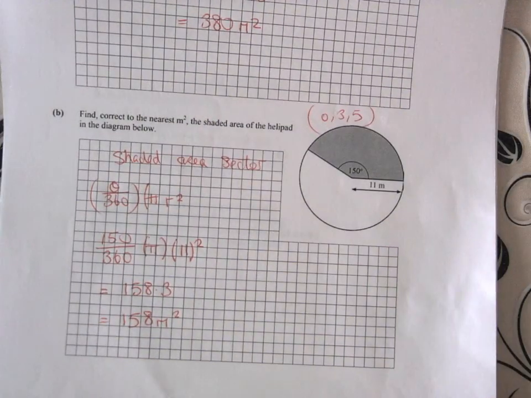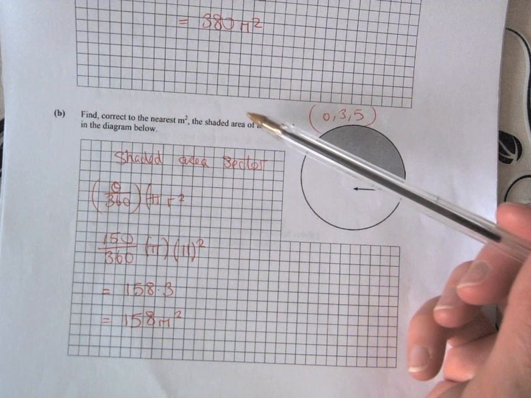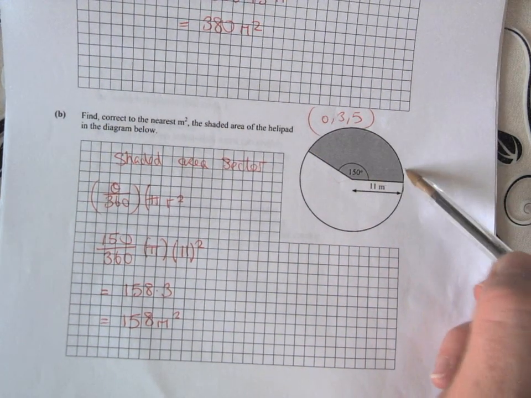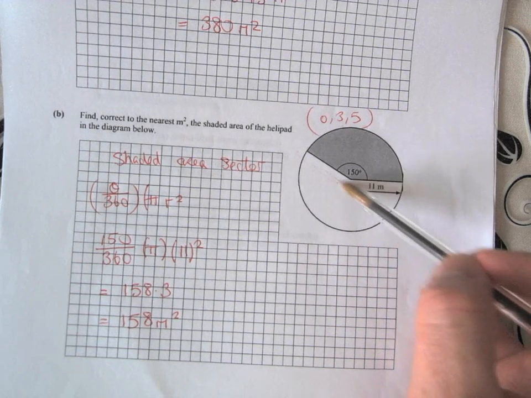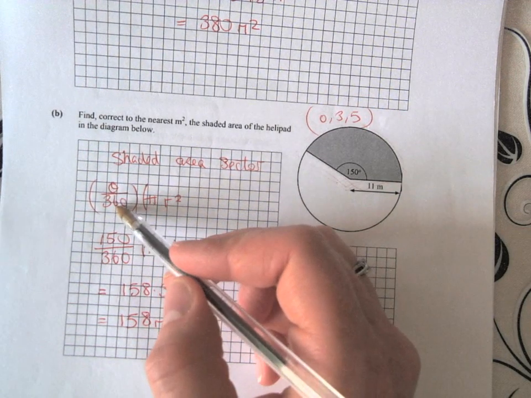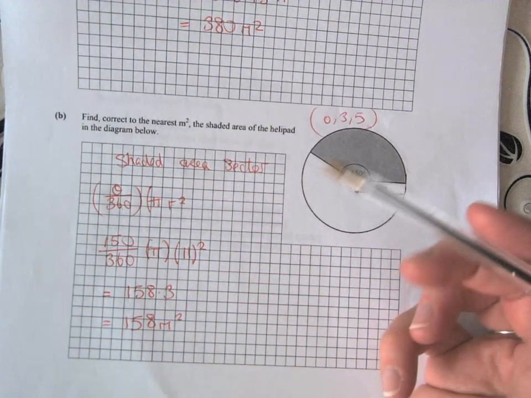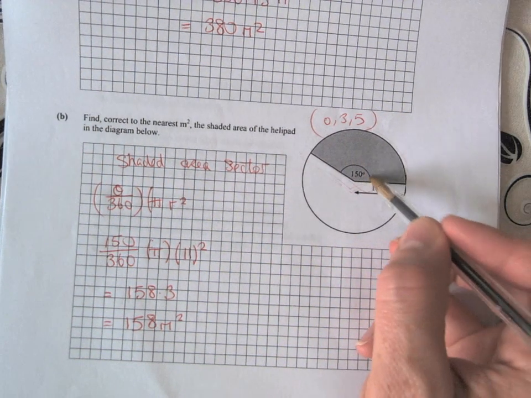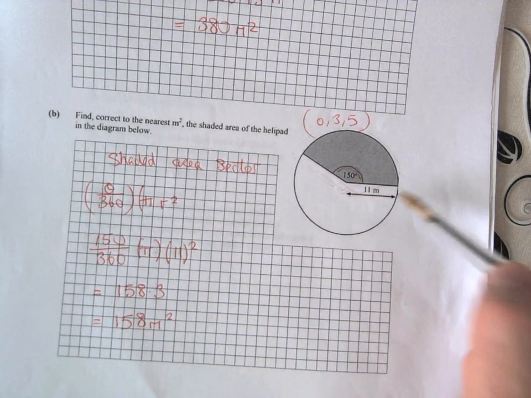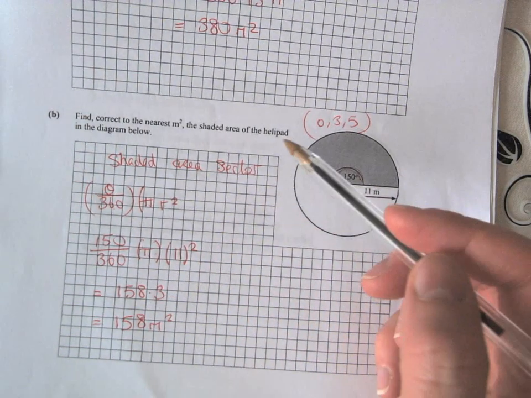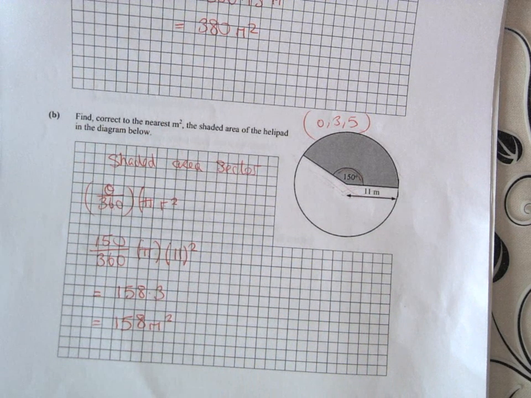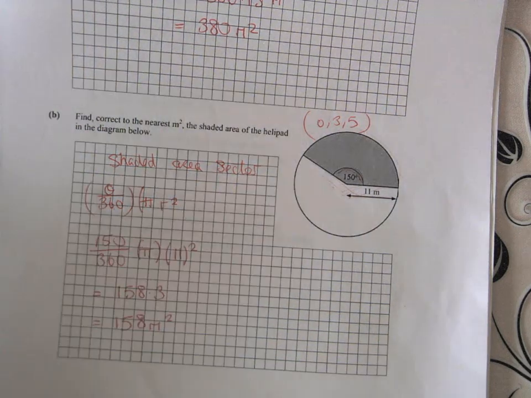And find correct to the nearest metre squared the shaded area of the helipad in the diagram below. So here we're talking about shaded area of a sector. Okay, so the formula is theta over 360 pi r squared. So theta is just the angle, 360 is 360, pi is pi, r is your 11, enter your calculator, and again, correct to the nearest metre. Just make sure you're giving your answer in the form they wanted. Okay.